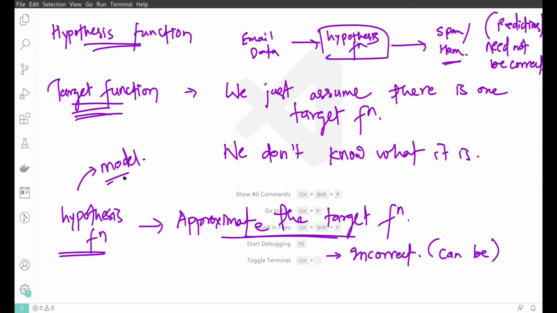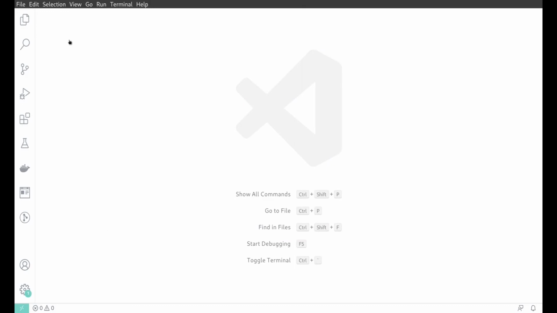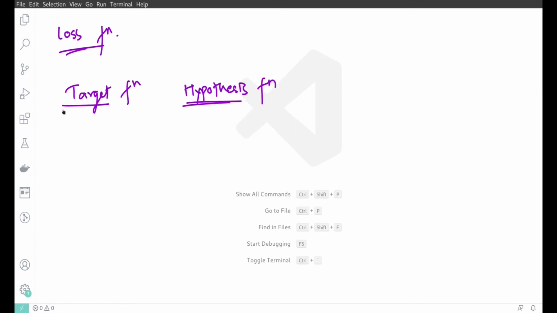So when we say that we are training a particular machine learning or deep learning model, we are basically training this hypothesis function. We are trying to find out this particular hypothesis function. Now let us look at the loss function. Right now we know about the target function and we know about the hypothesis function. They are closely related. This is the ideal function that we want to find out, and this is just an approximation of the target function.